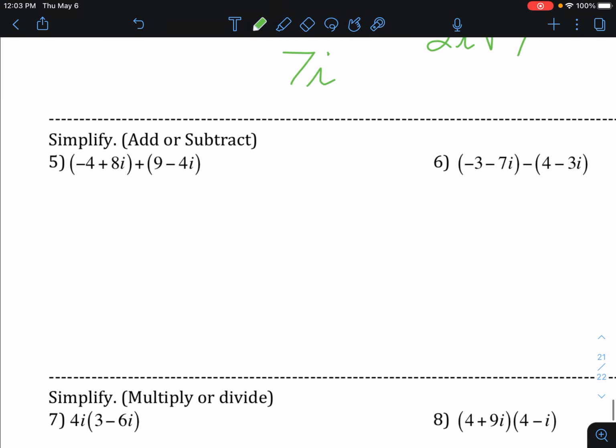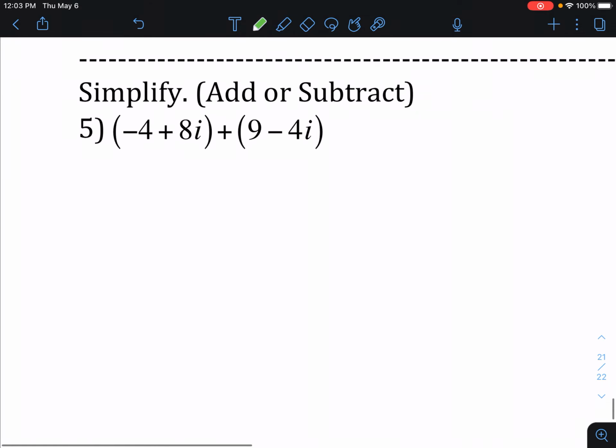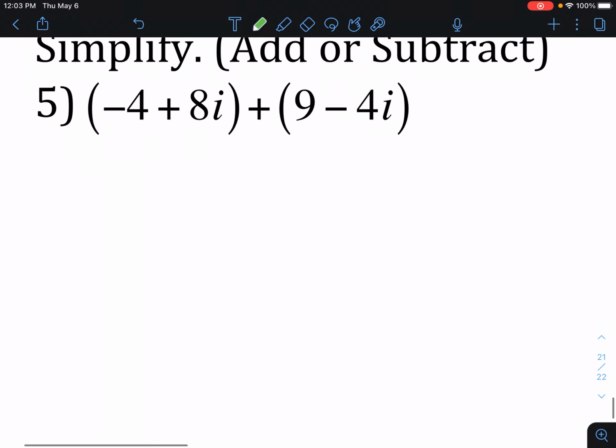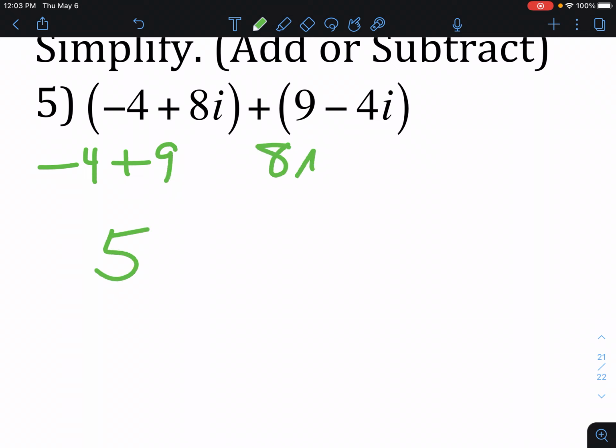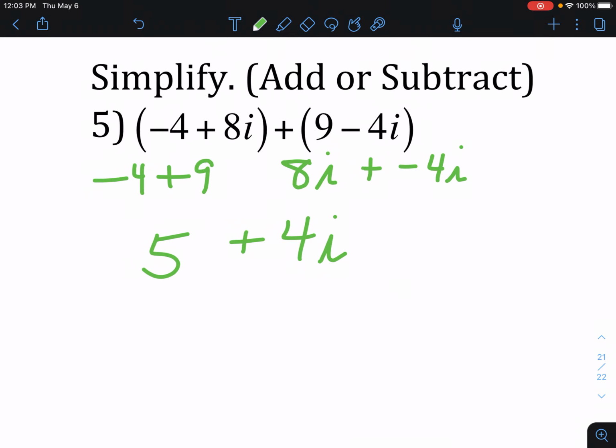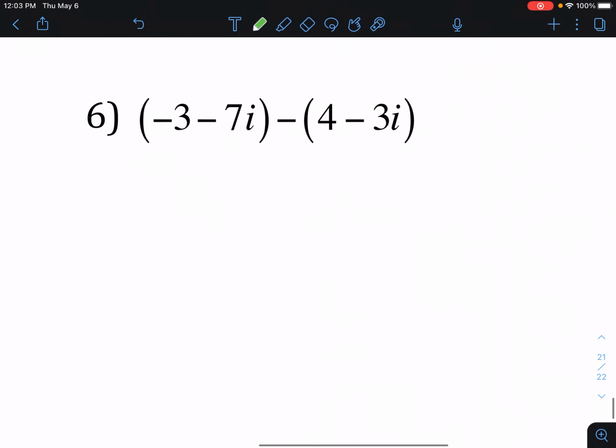Next, we are going to add. We can see the plus sign in between the parentheses. So we're adding these two complex numbers. All we have to do is combine like terms, a very easy section. Negative 4 plus 9 is 5. And then 8i plus negative 4i, that would be 8i minus 4i, which is 4i. Then put a plus since it's positive. And remember to write your answers in the form a plus bi, or a minus bi.